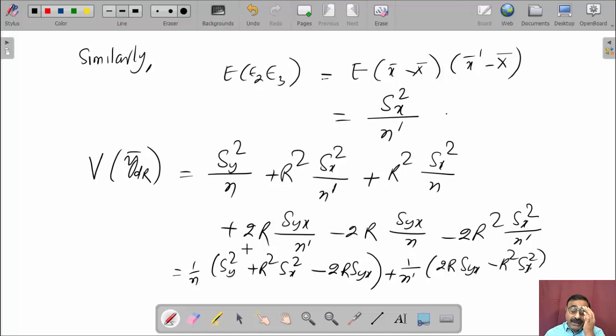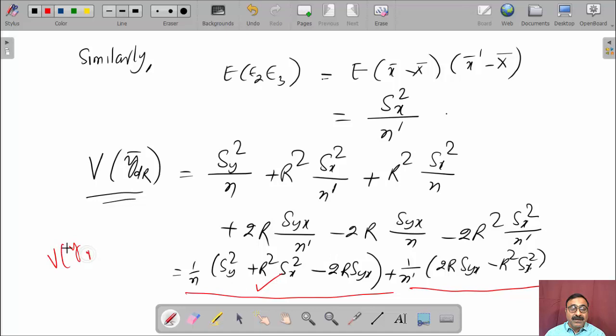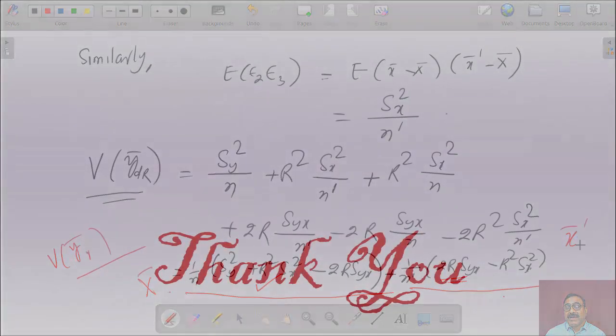Now see, the variance of the double sampling ratio estimator consists of two terms, the first term and the second term. The first term is the variance of the usual ratio estimator when X bar is known to us, and the second term is therefore the increase in the variance due to the use of double sampling, where we estimate X bar by x bar dash. Thank you.